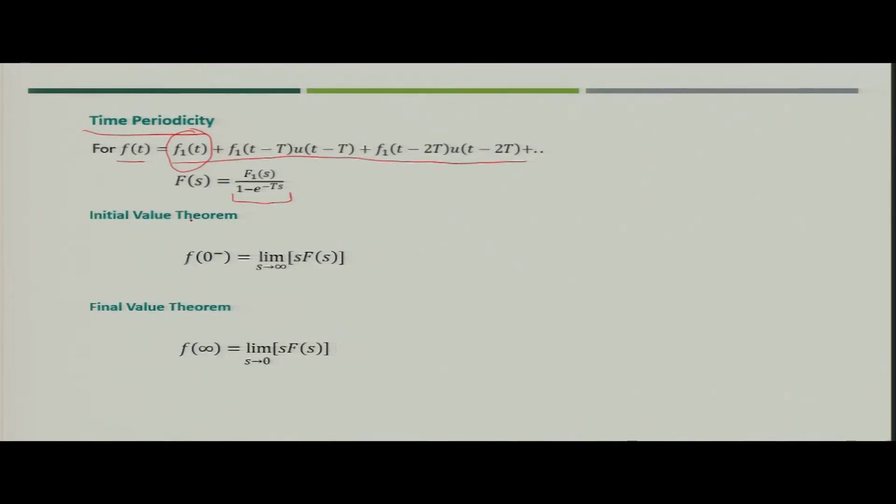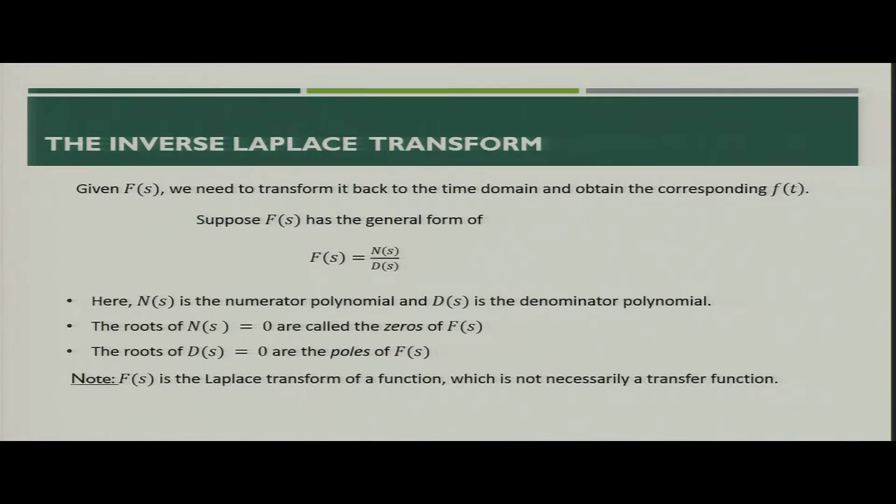We also discussed the initial value and final value theorems. If we want to find the initial value of a function, it is given by the limit of s F(s) as s tends to infinity. Similarly, in the final value theorem, the value of the function at infinity is the limit as s tends to 0 of s F(s). These we discussed in the previous class.